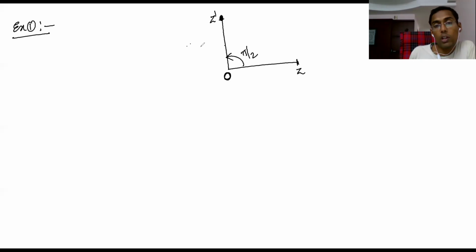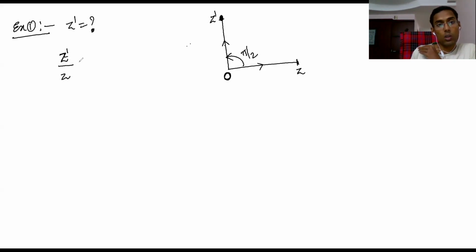So then I have to find out Z dash. The question is to find out Z dash. Here I can take this as one vector and this as another vector. The final vector is Z dash minus 0, and the initial vector is Z.